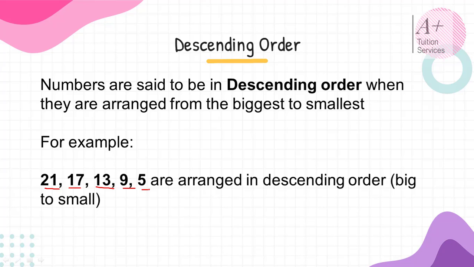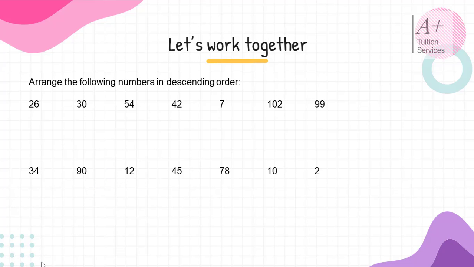These numbers are in descending order because we have the bigger number going before the smaller numbers. 21 is more than 17, 17 is more than 13, 13 is more than 9, and 9 is more than 5. These numbers again are arranged in descending order from big to small. So now we'll look at an exercise. So let's work together on this exercise. We have two number strands, and we need to list the following numbers in descending order.